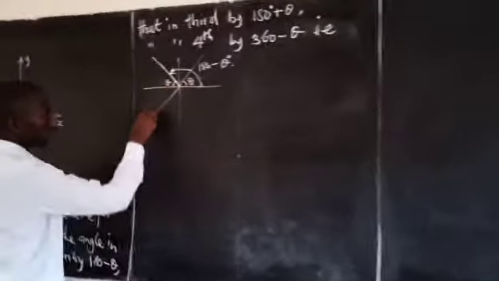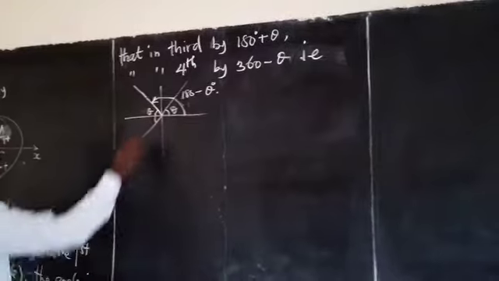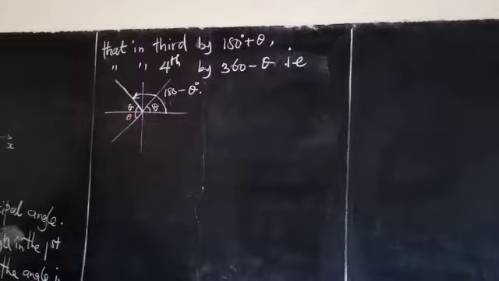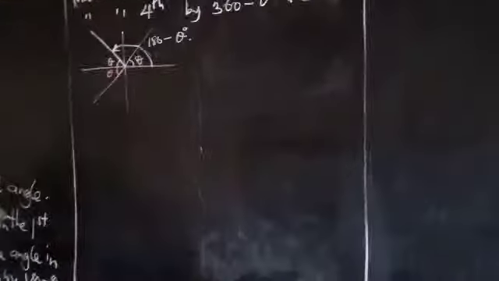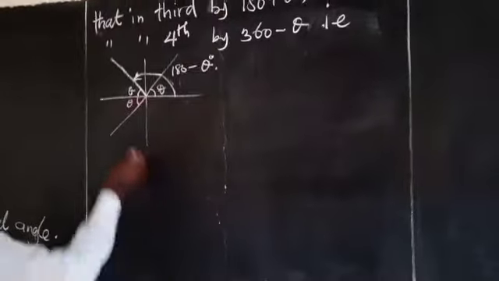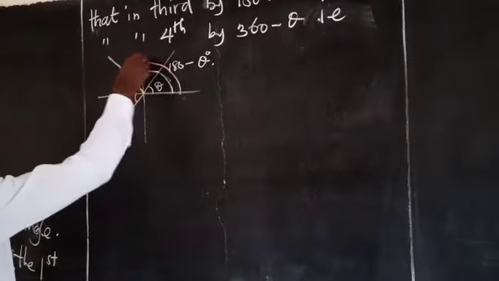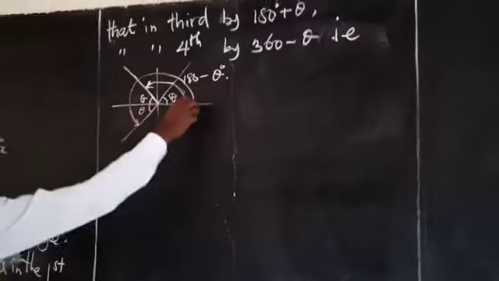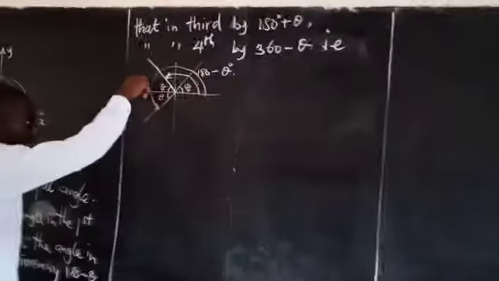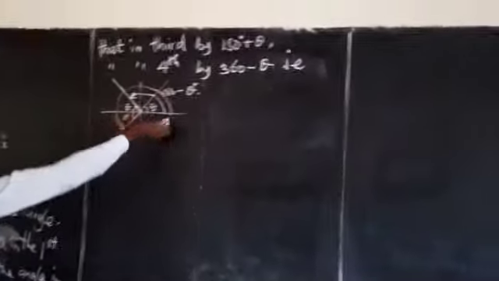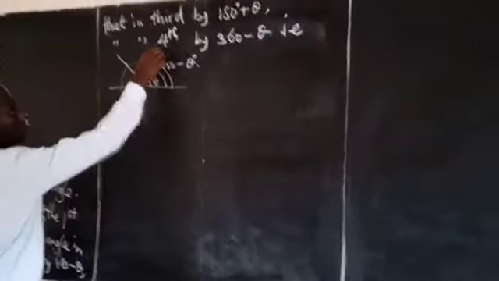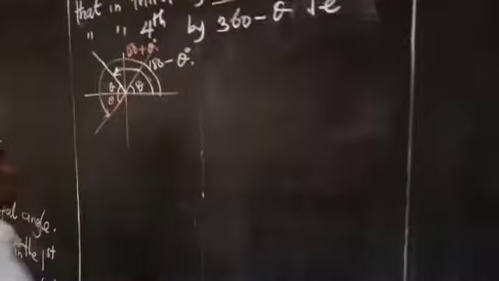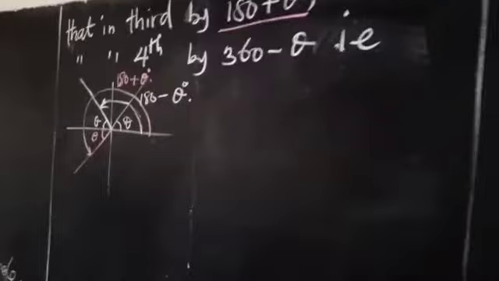Then in the third quadrant, if this is our theta again, how big is this angle? Remember, we said we measure our angles from the positive x axis and we take the anticlockwise direction. This angle will be this one. And you know very well that from here to here is 180. Then this is theta. Therefore, the whole of this is 180 plus theta degrees. That's our angle. That's what brings up that one.